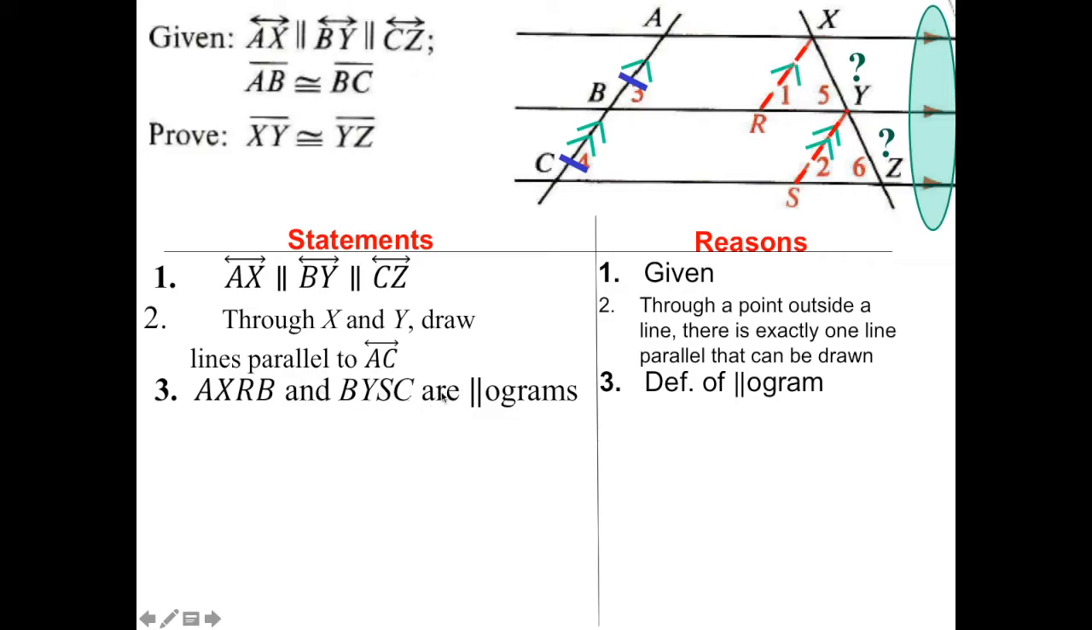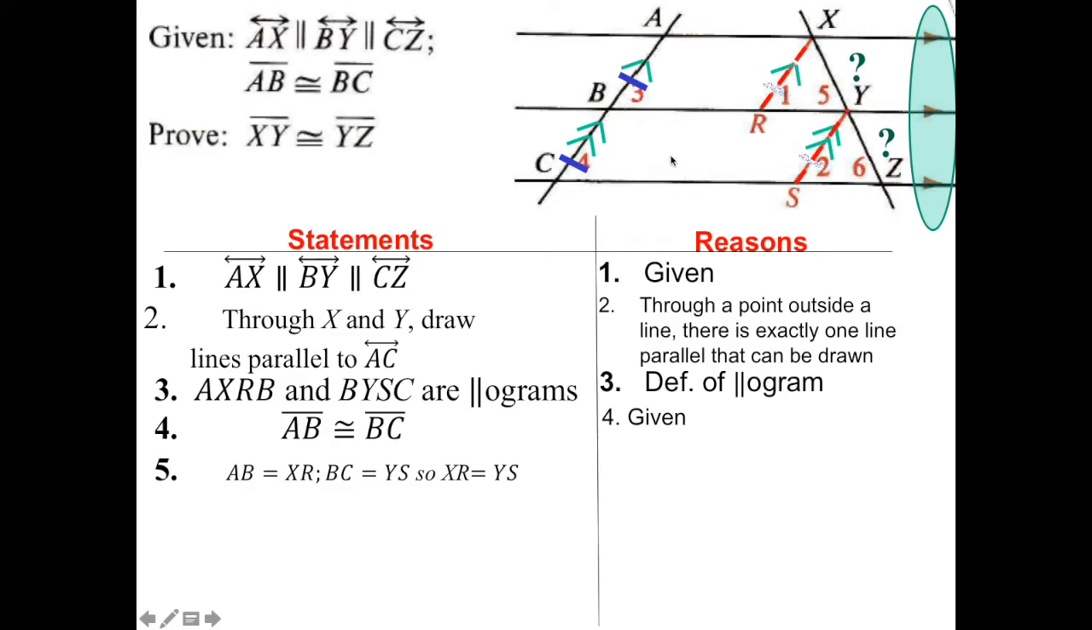Well, we just said in step 3 that the two quadrilaterals are parallelograms, and in step 4, I'm going to use the given, because again I'm leading you back to the given here: AB is congruent to BC. So sticking with side lengths being the same length, how would I know, for instance, that XR is congruent to YS? Why would I know that? Because those would actually be congruent sides.